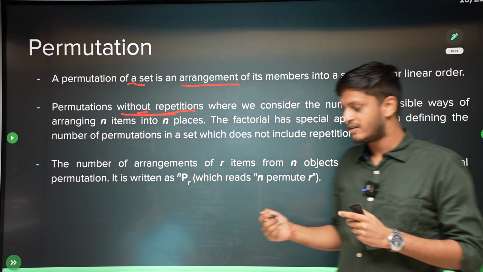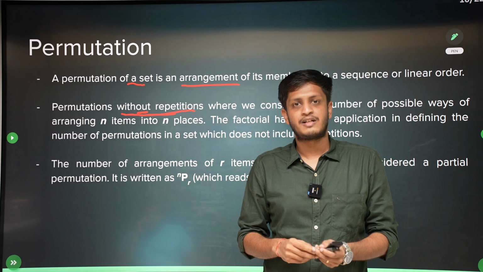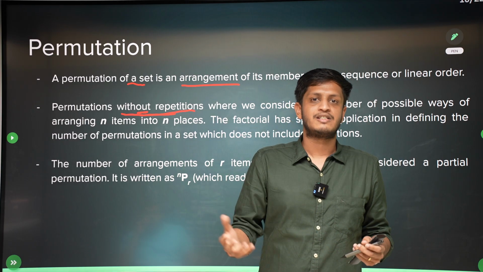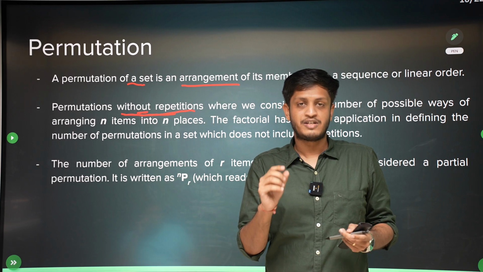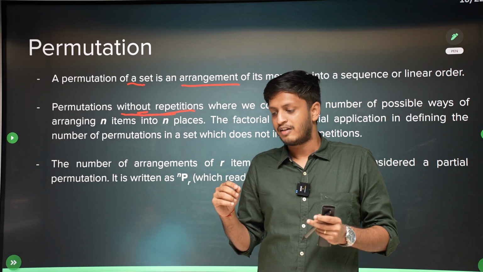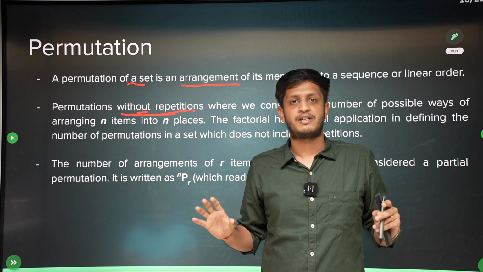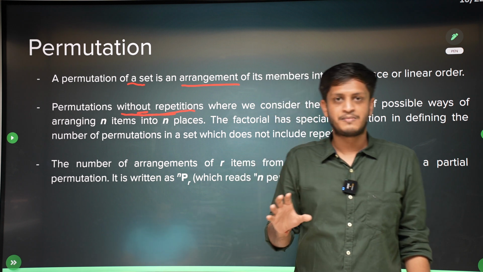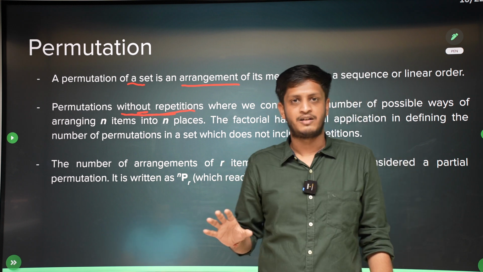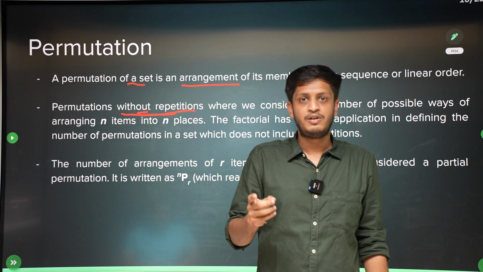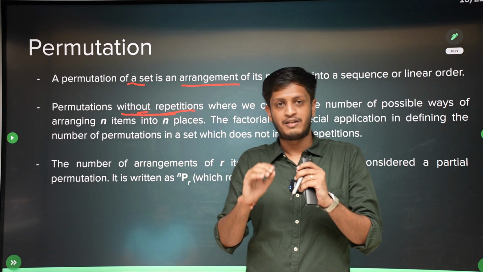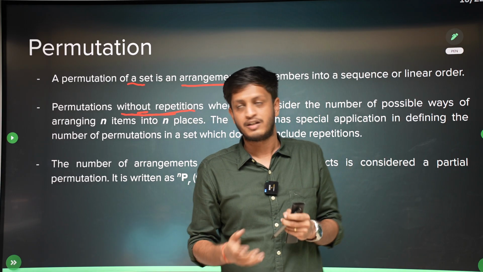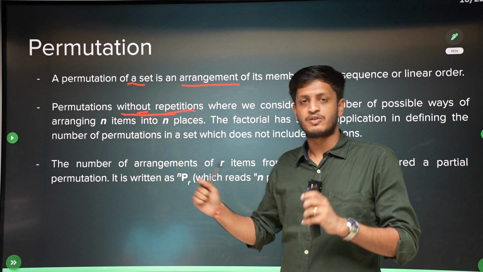What do I mean by repetition? Generally these problems go like this: you have to, let's say, arrange n objects in r places, but you have to see very carefully. By default, if nothing is mentioned, you can assume without repetition, you cannot repeat. If repetition is allowed, they will mention it specifically. So by default it is without repetition, you cannot repeat objects.